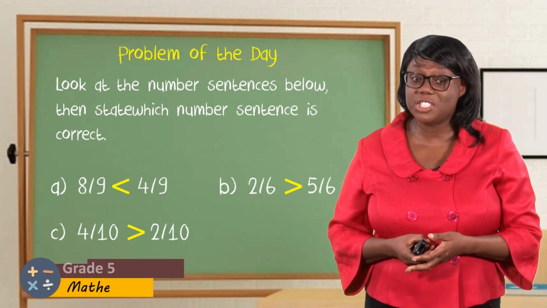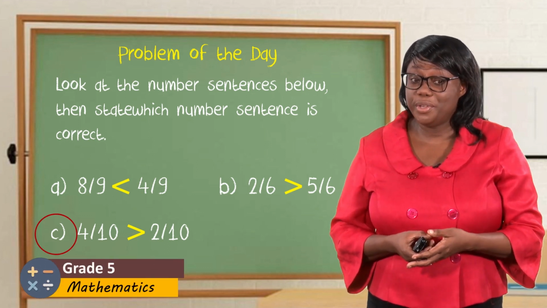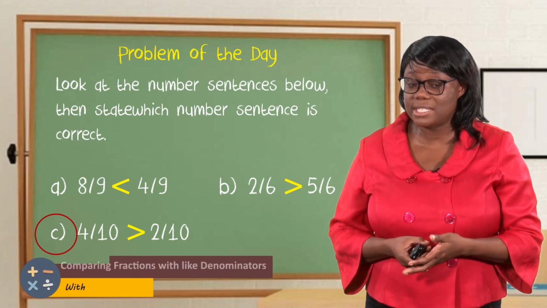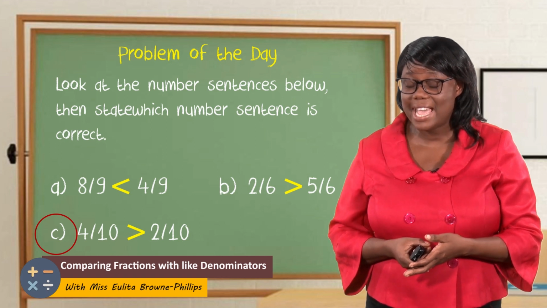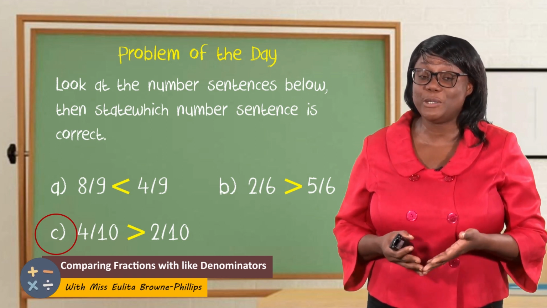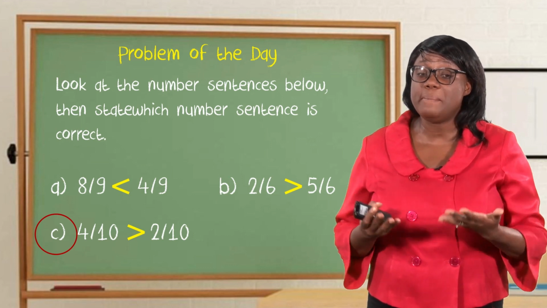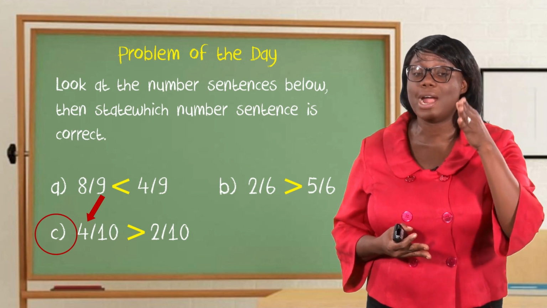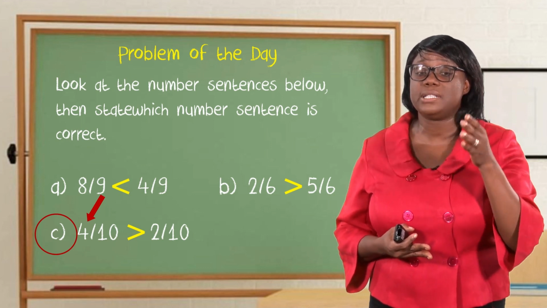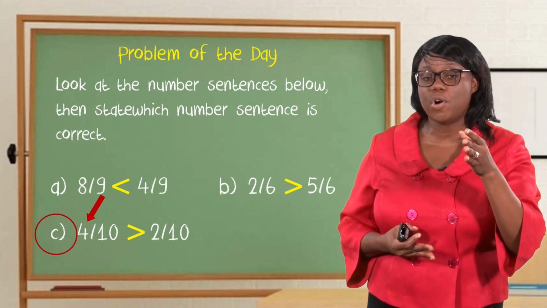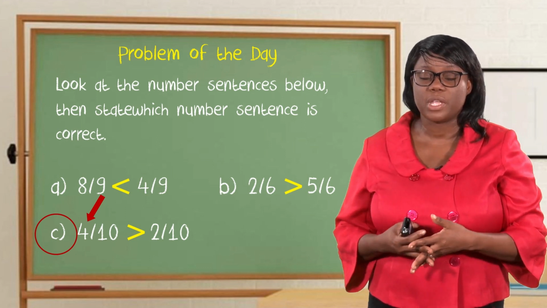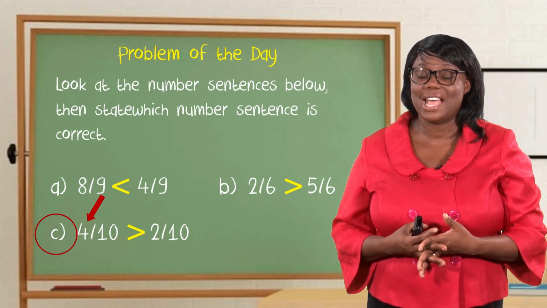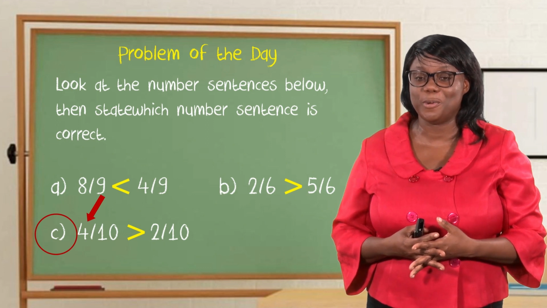You should be finished by now. Do you have C? 4/10 is greater than 2/10? Yes, that is absolutely correct because the denominators are the same and the fraction that has 4 as the numerator is the greater fraction because 4 is greater than 2. You have excellent problem-solving skills, boys and girls. I am very, very proud of you.